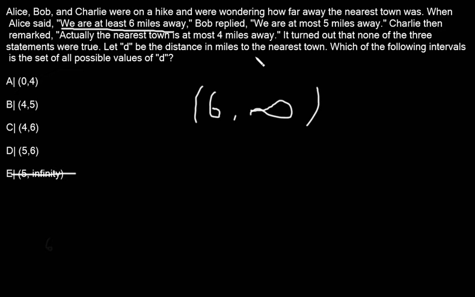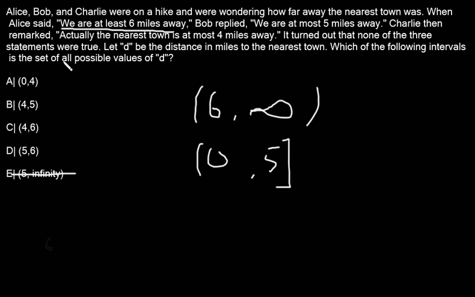Let's say we're at most 5 miles away. At most 5 miles away means we could be 0 miles away, we could be 1, 2, but at most we are 5 miles away. So we're going from 0 all the way to 5. So 0 to 5. Let's just keep solving.